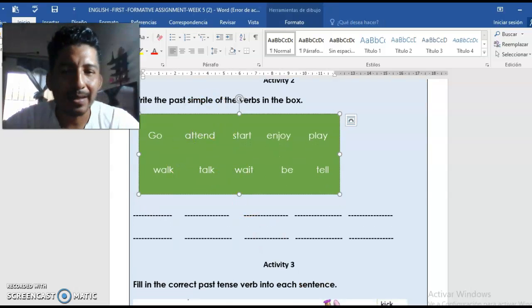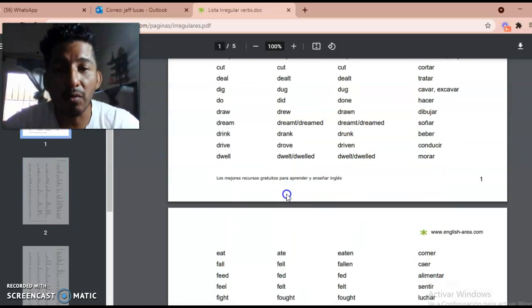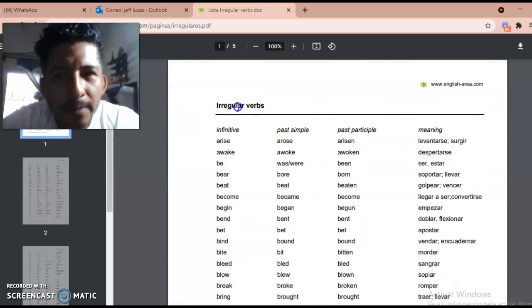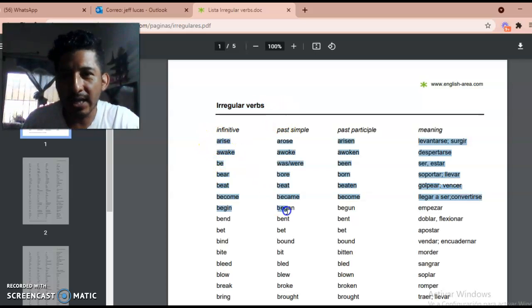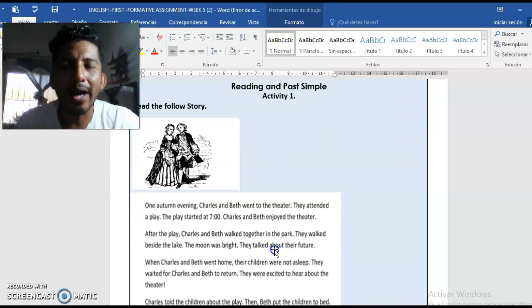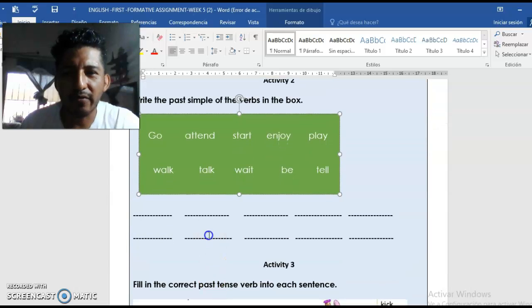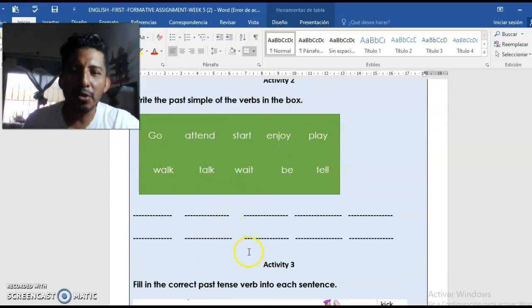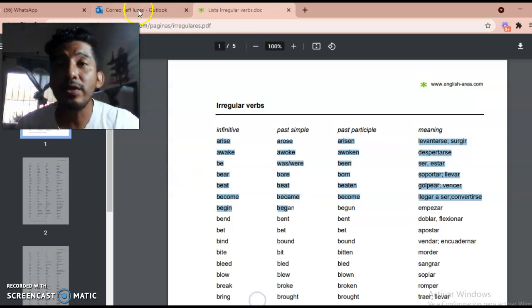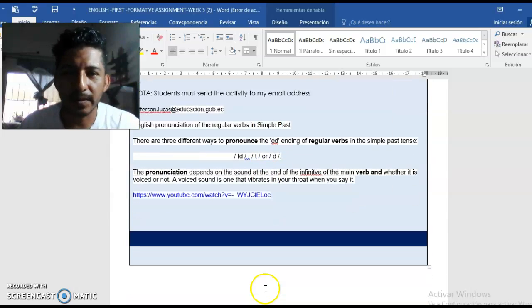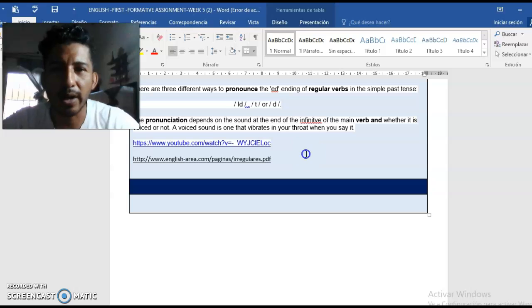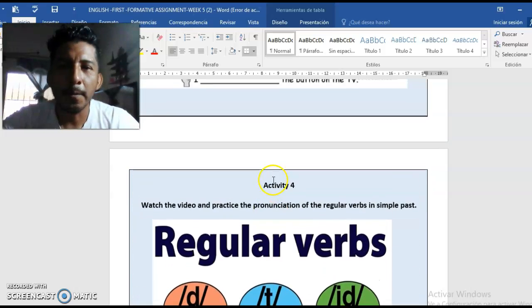Now attend. If I remember correctly, attend doesn't belong to this list. This list is of irregular verbs. So if you can't find the verb attend here, it means that it is a regular verb. And for the regular verb, you add -ed at the end, like this: attended. And you put here the verb attended. So you continue working by yourself by using this list of irregular verbs. I'm going to give you the list over here. This is the list of the irregular verbs.